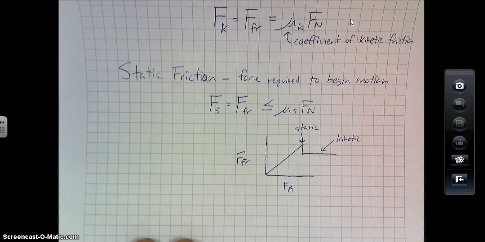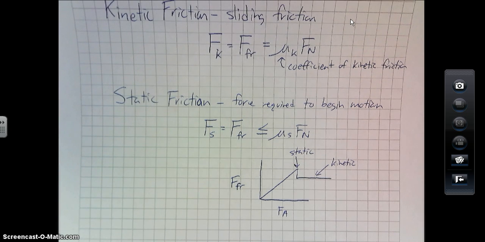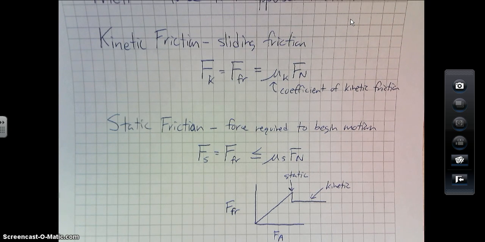Okay, so that's kind of the basics behind friction. So, that's my little blurb on friction.